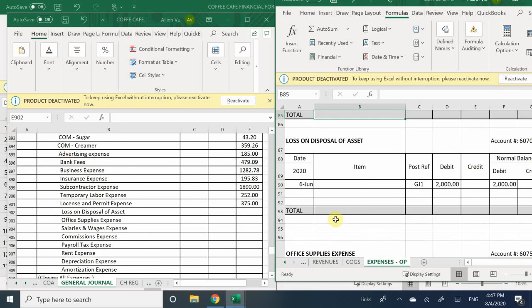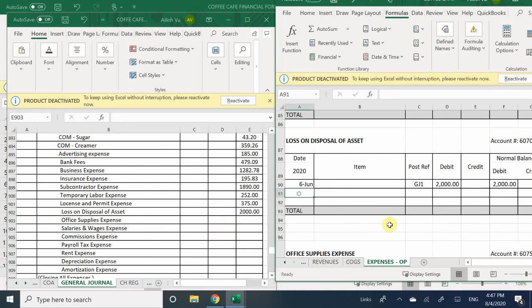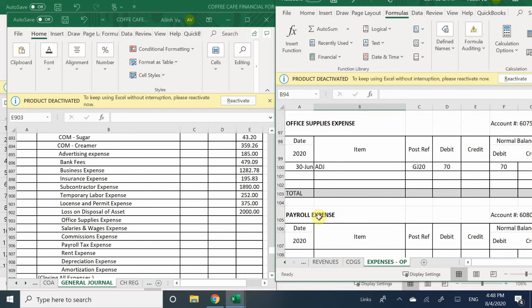Okay. Next is loss on disposal of assets. So here, loss on disposal of asset, it should be for $2,000. All right, and here I'm going to close that out for $2,000. Zero. Perfect.